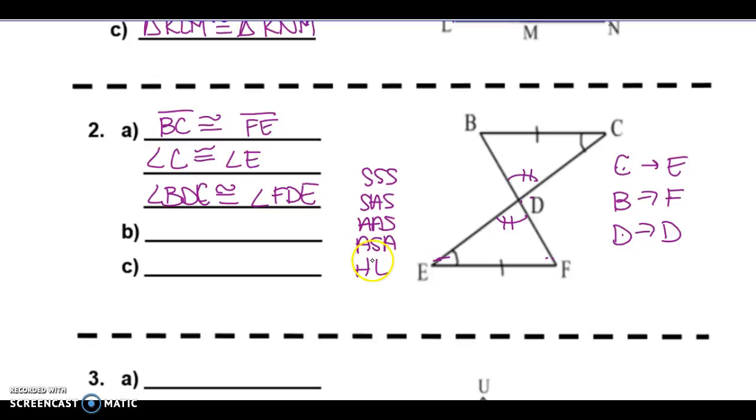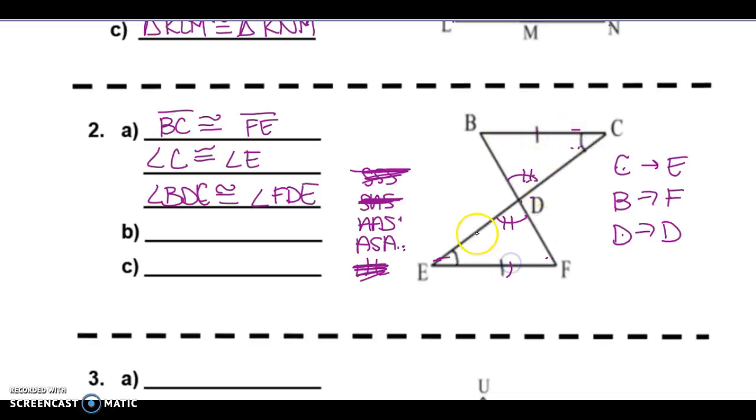Well, you don't have a right triangle here, so I can automatically cross that off. I don't have three sides marked, so I can cross that off. I don't have two sides marked, so I can cross that off. So I know it's either angle, angle, side or angle, side, angle. So let's look. If I have my two angles here and I have a side, is this side between my two angles or adjacent to my angles?